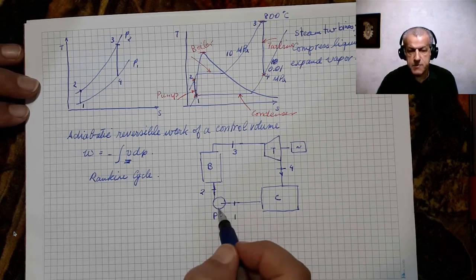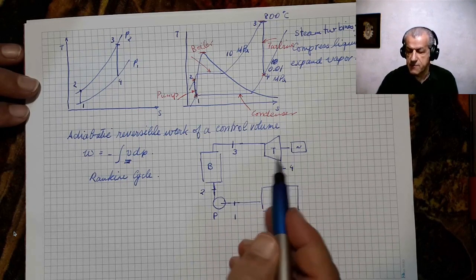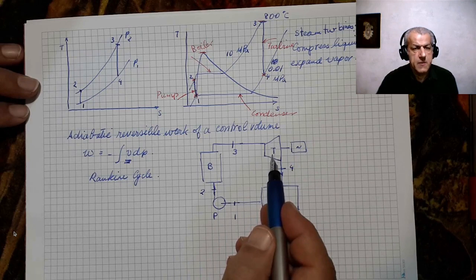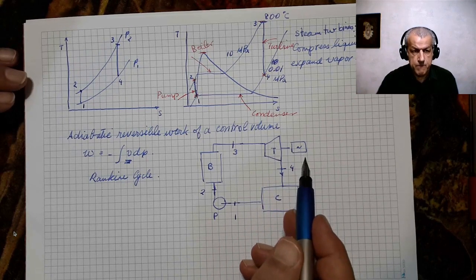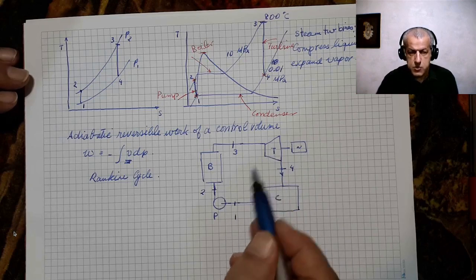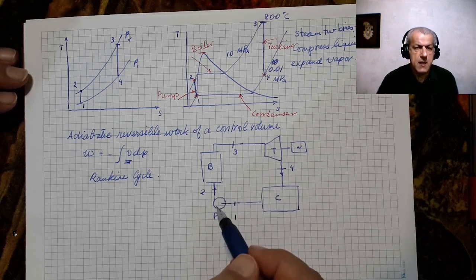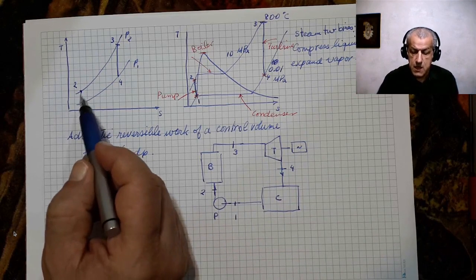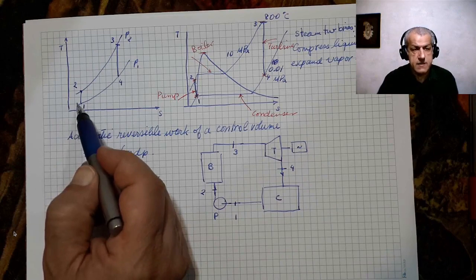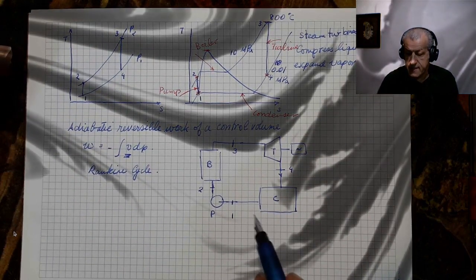Usually, this pump is supplied from the electricity generated in this turbine and this generator. So there is usually no direct contact between this turbine and this pump, unlike what is quite common in gas turbines, where the turbine directly runs the compressor, but in steam power plants that's not the case.